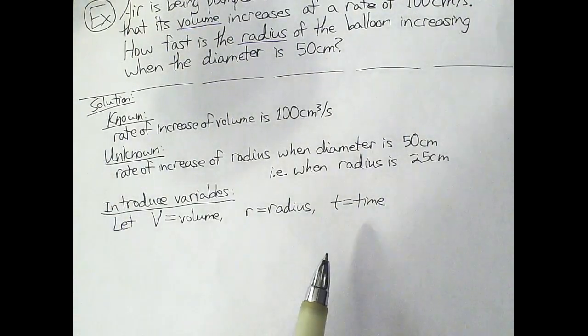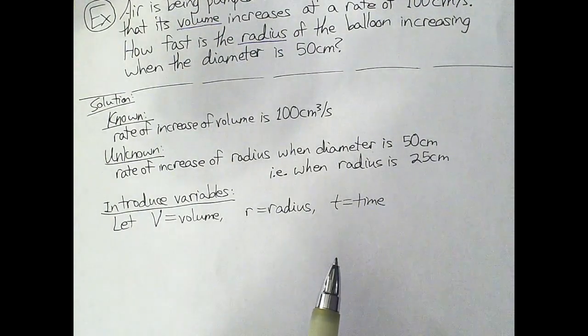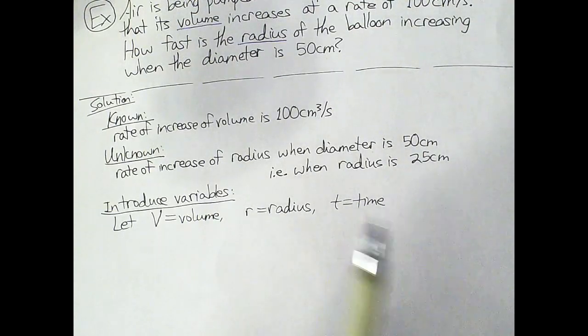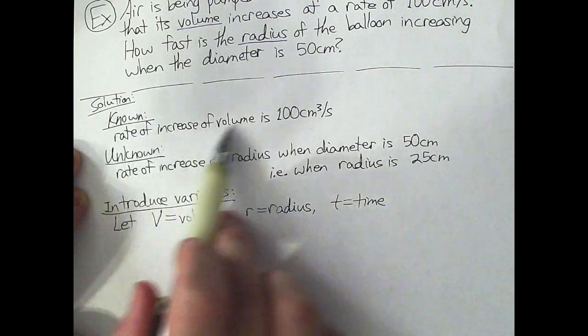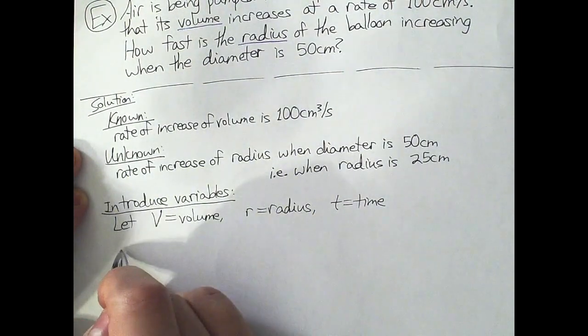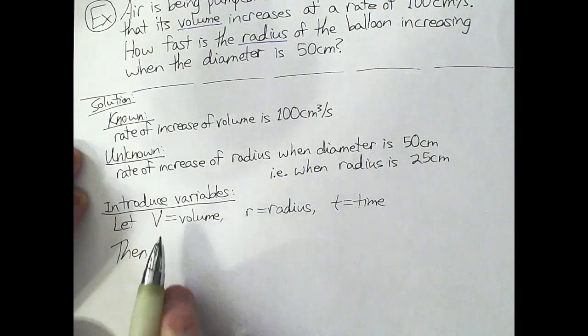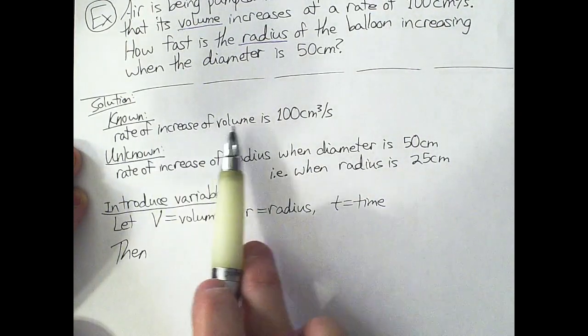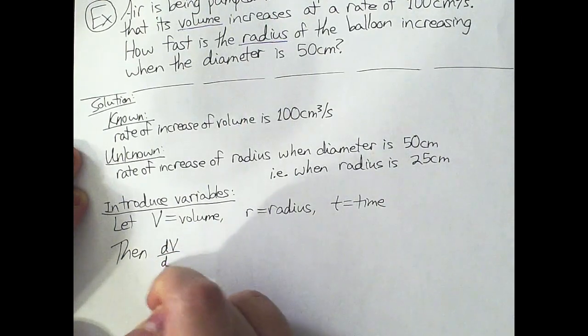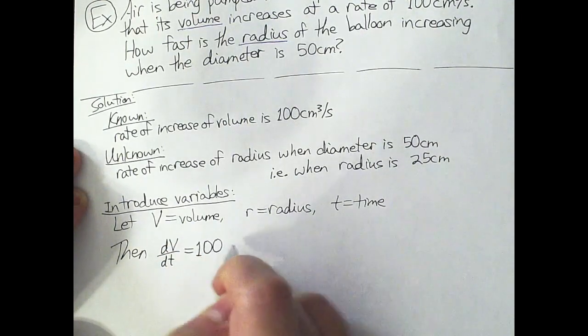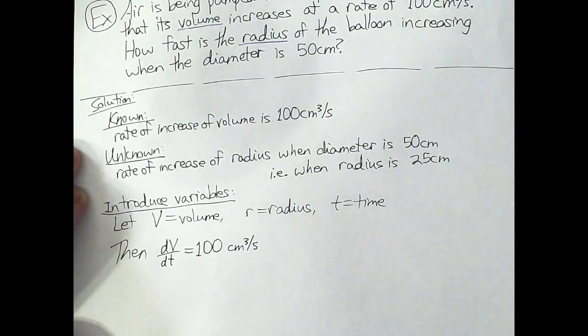And I think that probably all of these problems, or almost all of them, are going to have T for time, because we're interested in real life things that are changing as time passes. All right, now the things that we said above, the rate of increase of volume is 100 cubic centimeters per second. We can rewrite that in terms of these letters. Rate of increase of volume. What's another way to say that? How about dV/dt is 100 cubic centimeters per second.